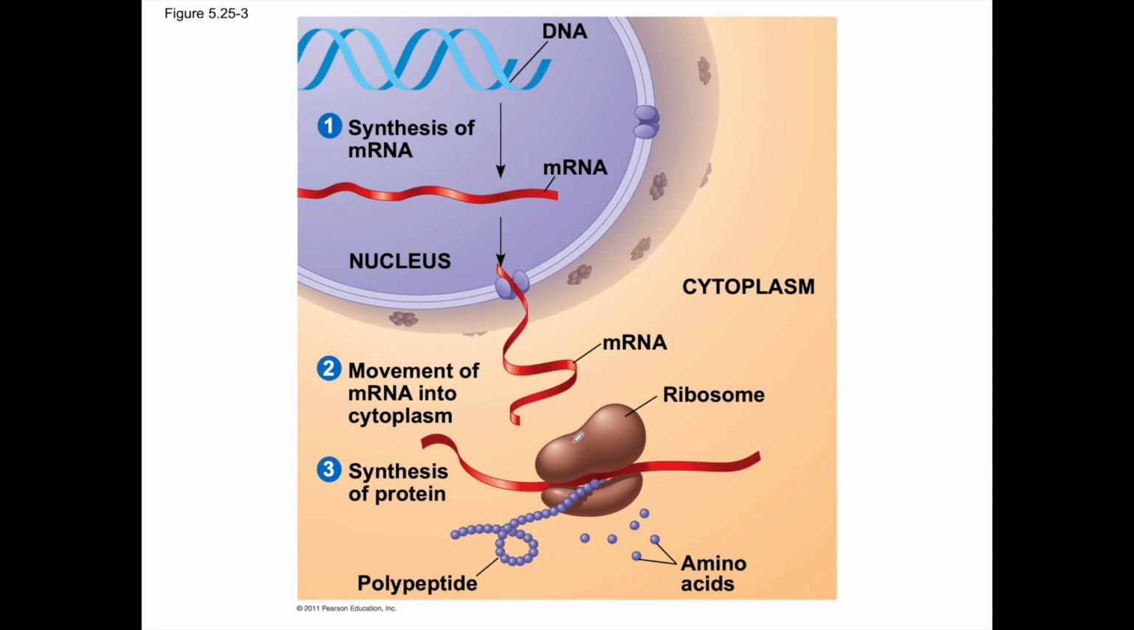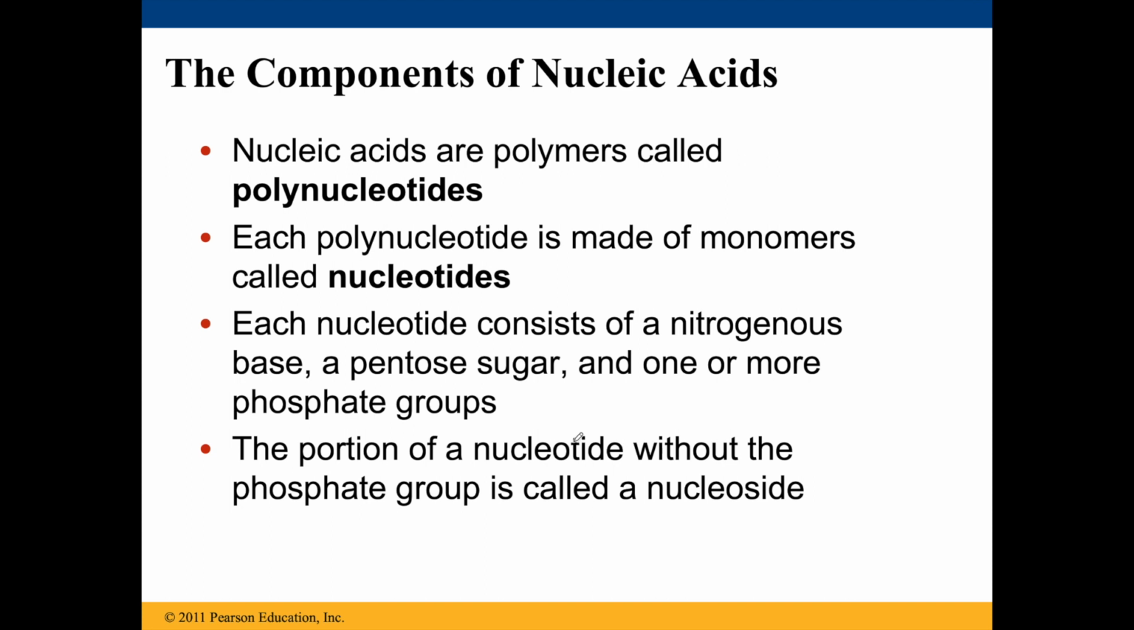So just like we didn't go into the details of the function of proteins, we're not going to go into the details of the function of DNA and RNA. Instead, again, we're going to focus on their structure and what they're built out of. So nucleic acids are polymers called polynucleotides. Each polynucleotide is made up of monomers called nucleotides.